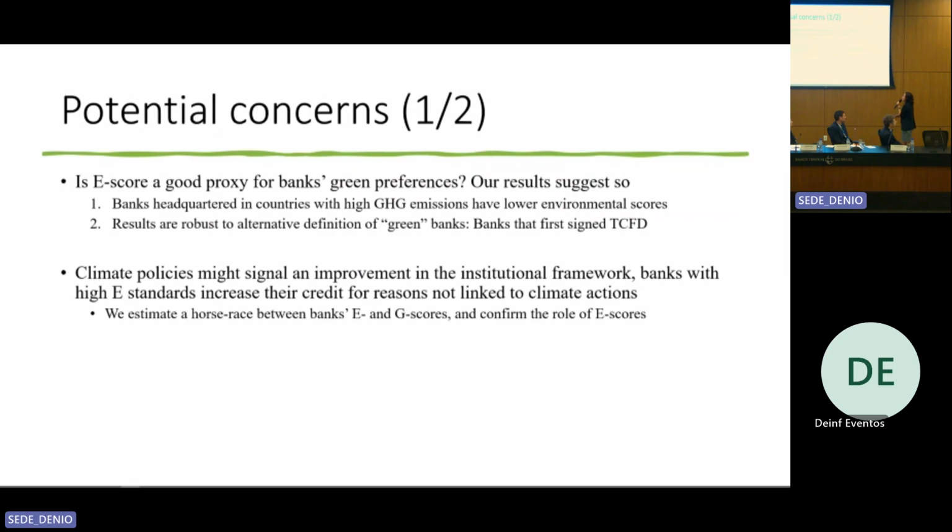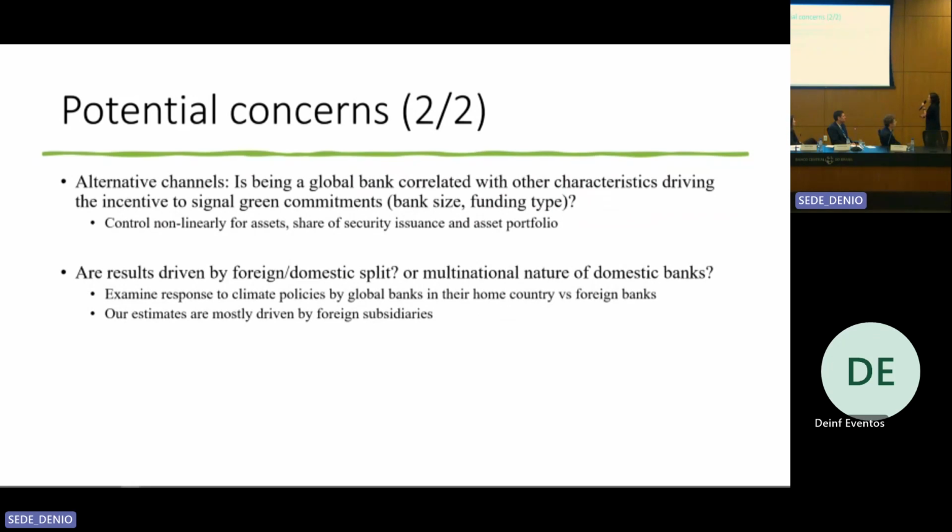results remain very similar. One other concern is that climate policies might signal an improvement in the institutional framework of a country. So it has nothing to do with the climate, it has to do with we are going to do better regulations and we're strengthening our policy framework. However, we also rule this out because when we, instead of using the E score of a bank, use the G scores, the governance scores, we do a horse race and we find that governance scores are not associated with increased lending when countries improve their climate regulation.